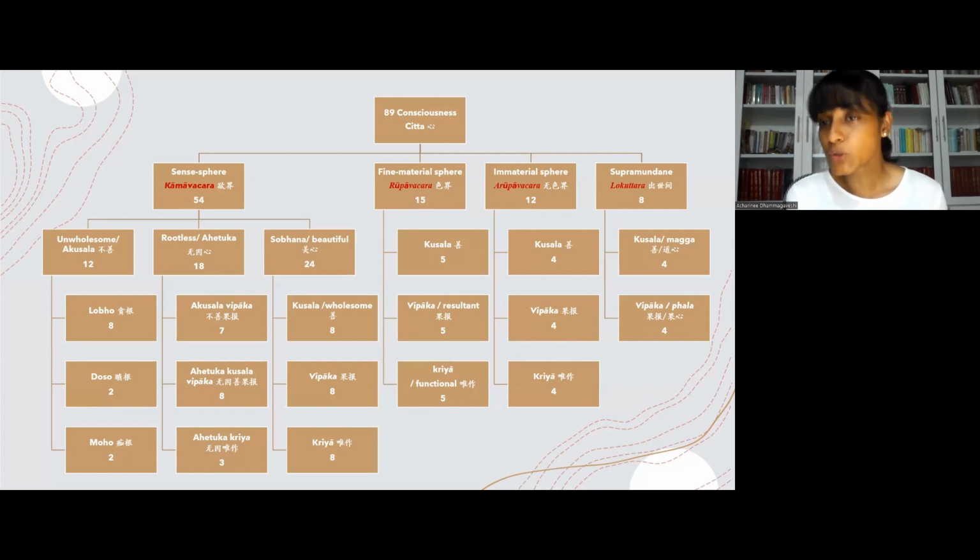Finally, we have the Lokuttara chittas, the supramundane. And here we have 4 Kusala, which are also called Magga chitta, and 4 Vipaka, or resultant chittas, which are also called Phala chitta.